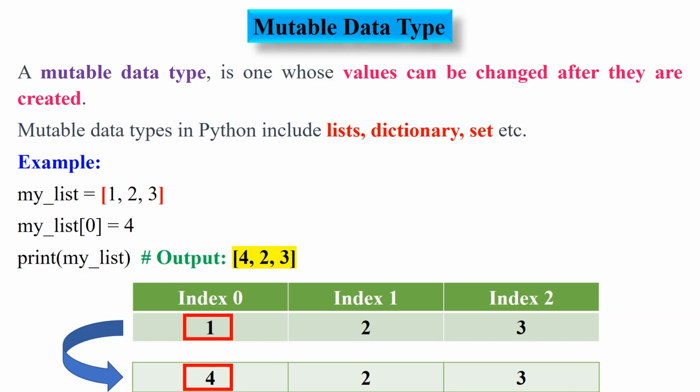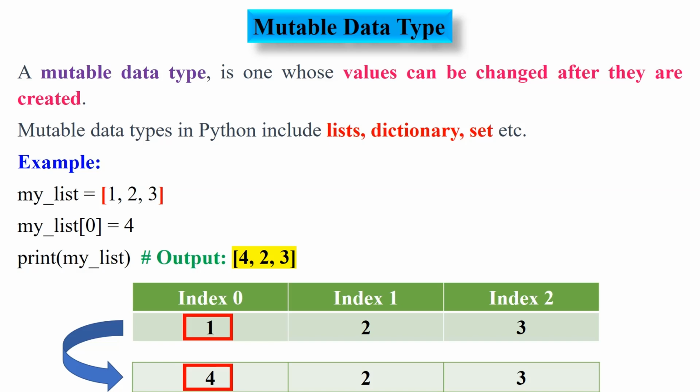First line, my_list equals 1, 2, 3, creates a list containing the elements 1, 2, 3, and assigns it to the variable my_list. In Python, lists are ordered, mutable collections of objects enclosed in square brackets. In the second line, my_list of 0 is equal to 4, modifies the value at index 0 of the my_list list. It assigns the value 4 to the first element of the list.